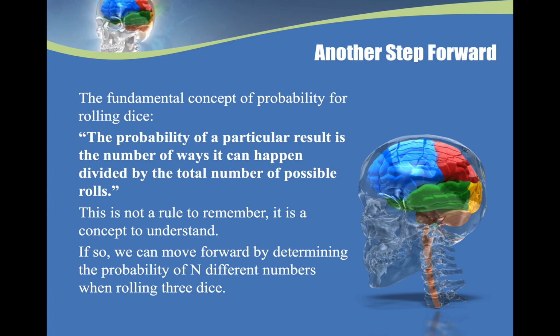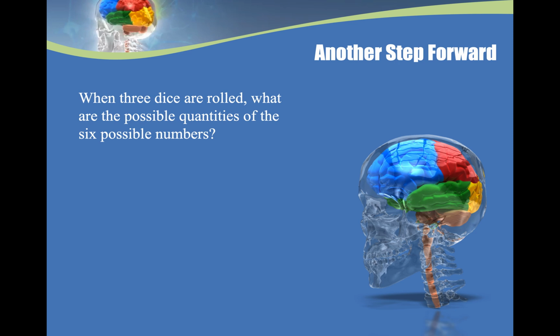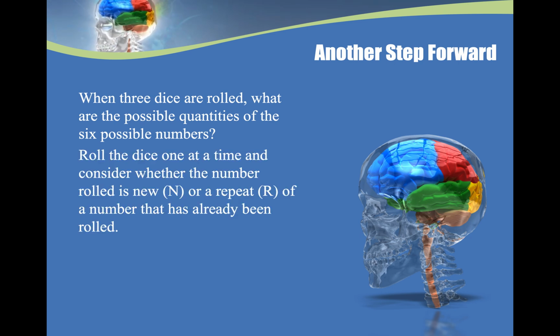Let's consider the probability of n different numbers when rolling 3 dice. What are the possible quantities? We only have 3 dice. So the most different numbers you can get is 3. Then you can get 2 different numbers. For example, 113, that's 2 different numbers. And you can also get all the same number, 222, for example.